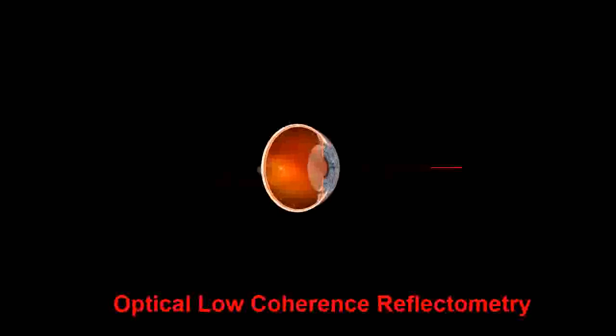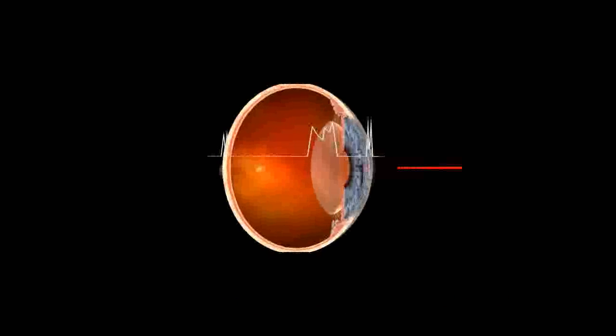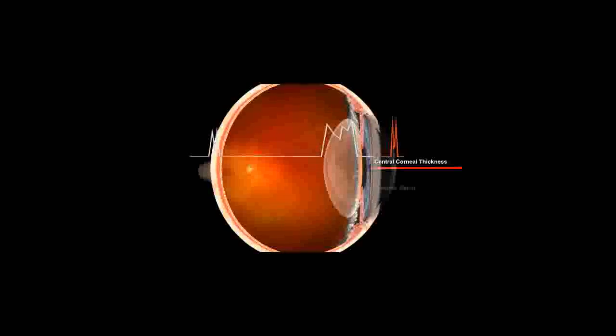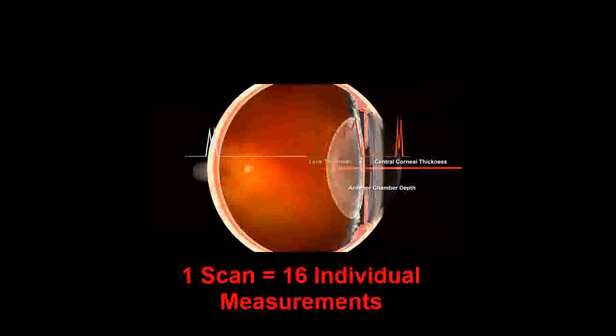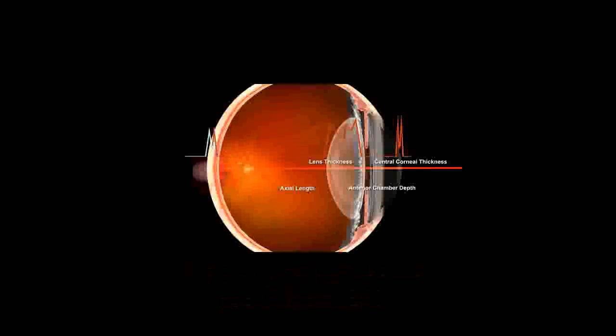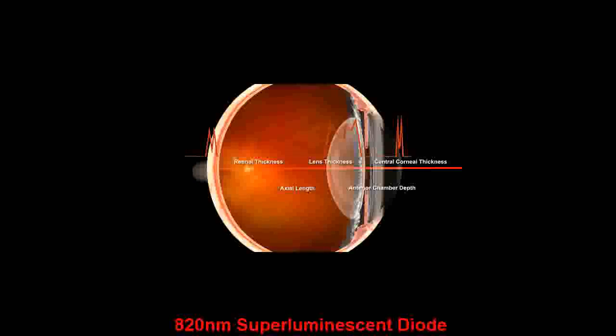LENSTAR utilizes optical low coherence reflectometry to measure lens thickness, which is a technology that is similar to time domain OCT. Each scan is composed of 16 individual measurements. These measurements are acquired using an 820 nanometer superluminescent diode.